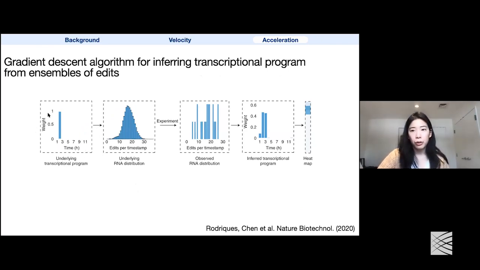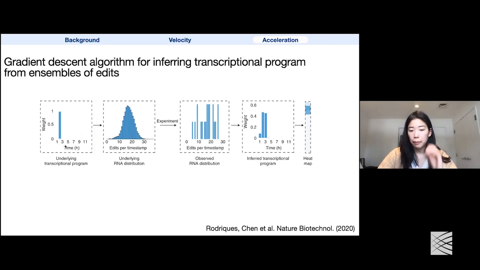So the underlying transcriptional program is the function that determines the RNA expression. So maybe the cell will turn on transcription for a certain interval of time, leading to the production of RNA. The RNA made at the beginning of the interval will be the oldest and with the most edits, and the RNA made at the end will be the youngest with the least edits. And we're defining here transcriptional program as a set of 12 values representing 12 different hours that sum to 1, where each fractional value corresponds with the fraction of RNA that's made in that 1 hour window.